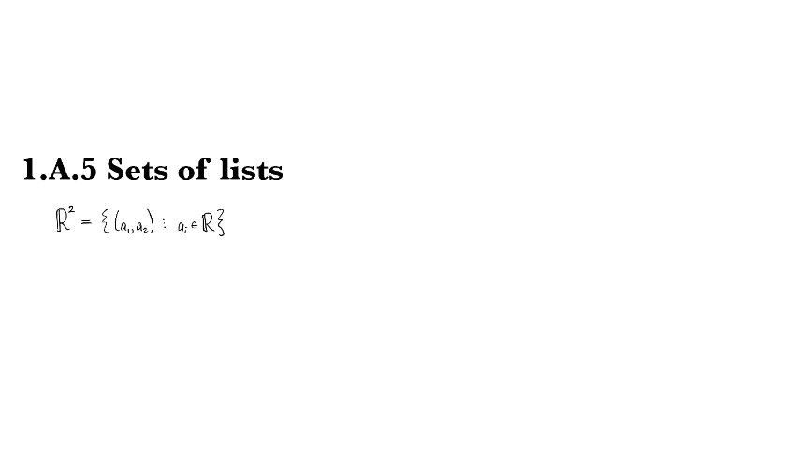And we also have R3. So R3 is the collection of all ordered triples, where each entry is a real number. And so on, right? And so in general, we say that Rn is the collection of all ordered n tuples of real numbers. Okay.